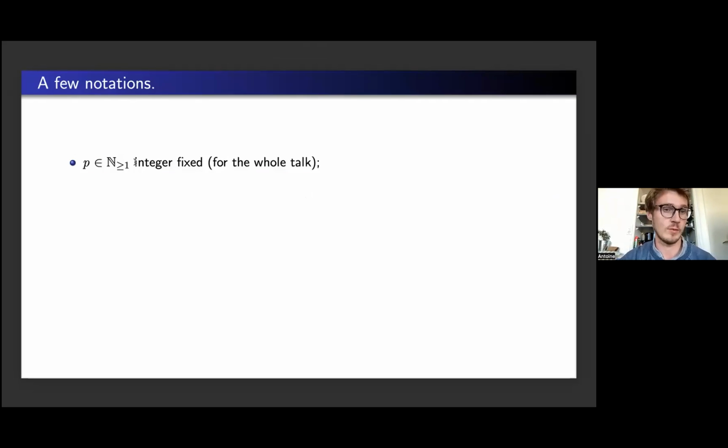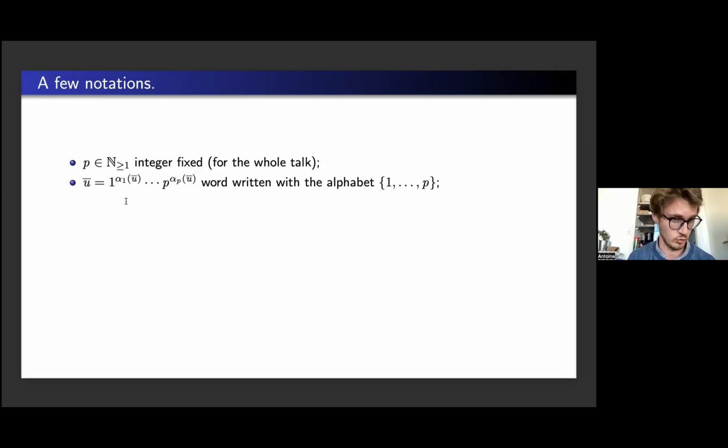For the talk, p will be a fixed integer, and we will consider words written with the alphabet 1, 2, until p. We will consider two words to be the same if one passes from one word to the other by a suitable permutation of the letters. So they are commutative words, and we can write them uniquely in this fashion. We will denote by the length of the word the number of letters in the word.